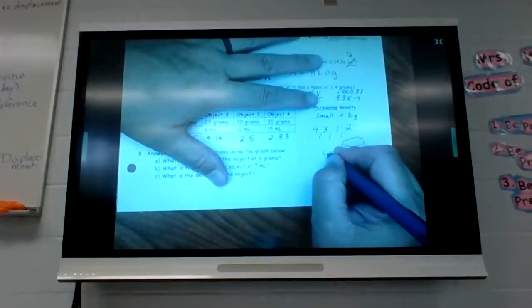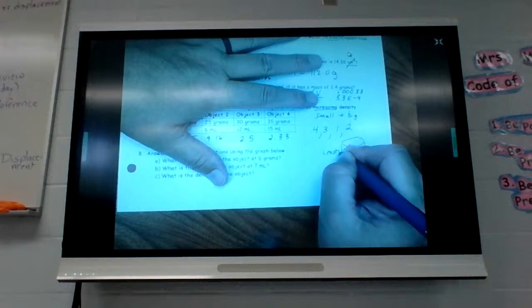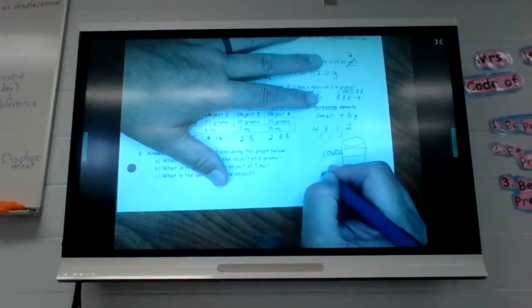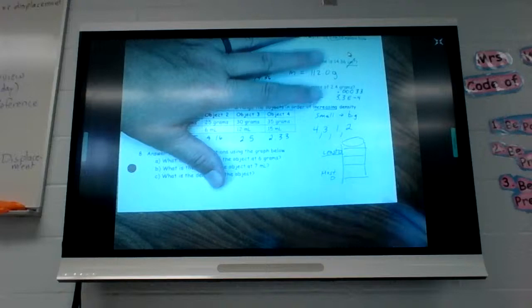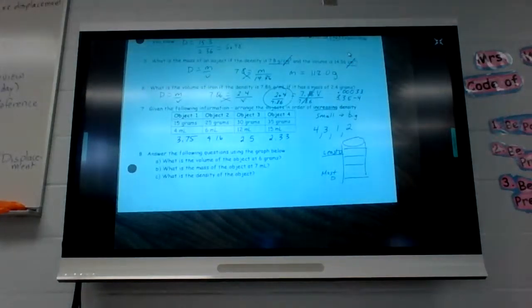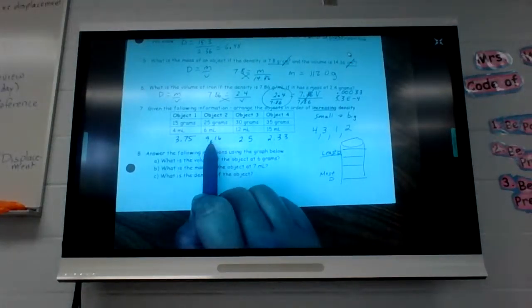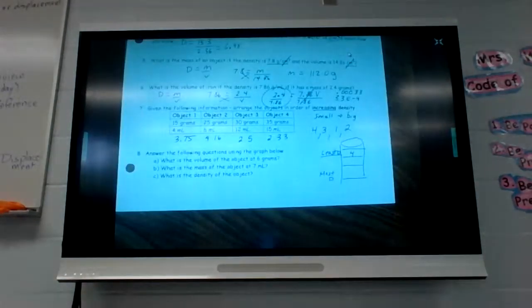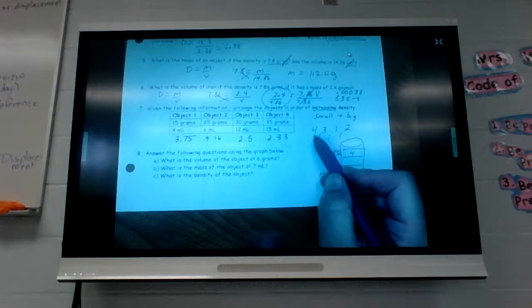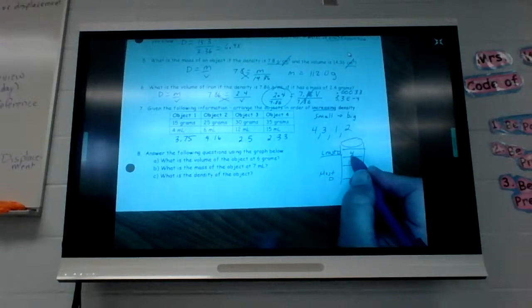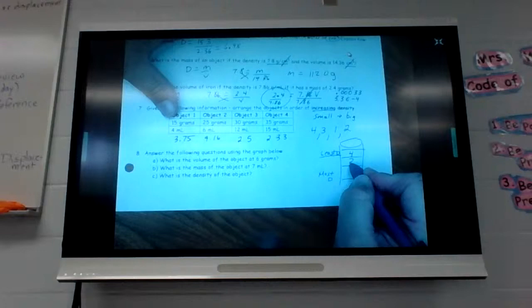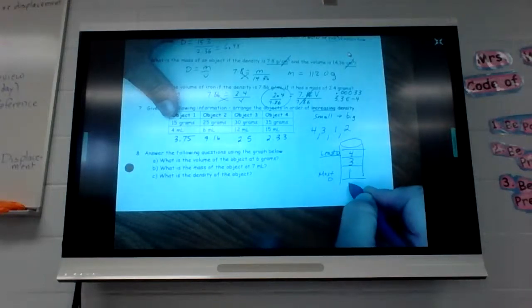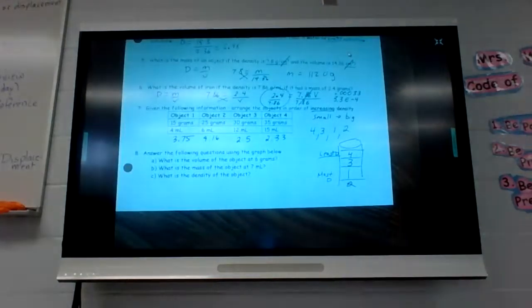Remember, least dense is always at the top. Most dense is always at the bottom. So who's the least dense out of these? 4. So 4 would be at the top. And then you would start down in the same order. Then who? 3. And then who? 1. And who would be at the bottom? 2 would be at the bottom. Okay, it's in the same order. Smallest at the top, biggest at the bottom.